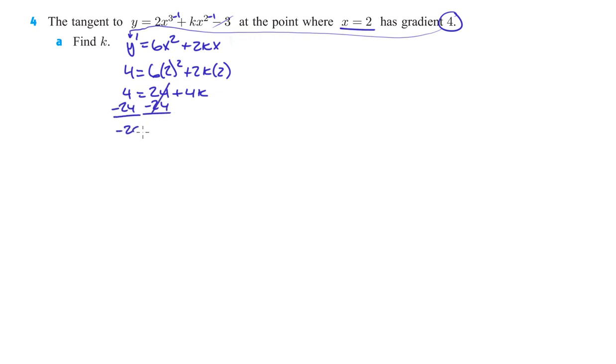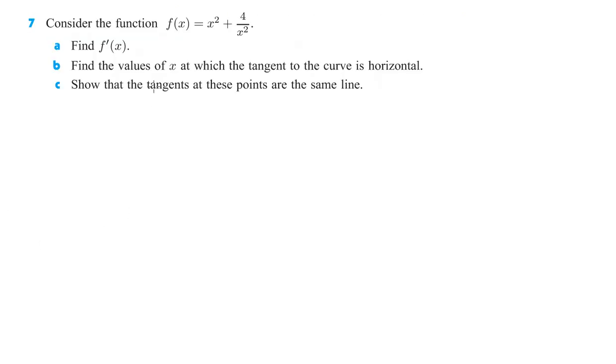And we get negative 20 equals 4k. We divide by 4 on both sides, and we get k equals negative 5. Okay, so yeah, that one looks tricky, but we just do the derivative and plug stuff in and solve it, and away we go. Okay, one last one to take a look at here is number 7.